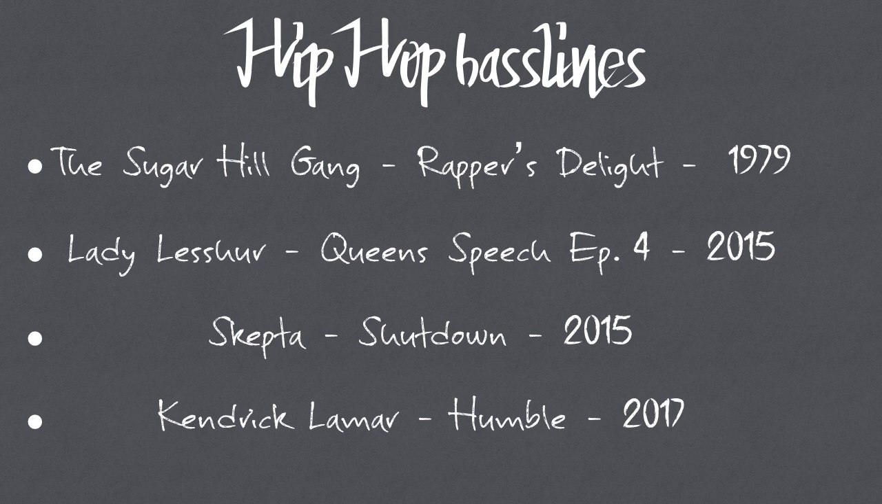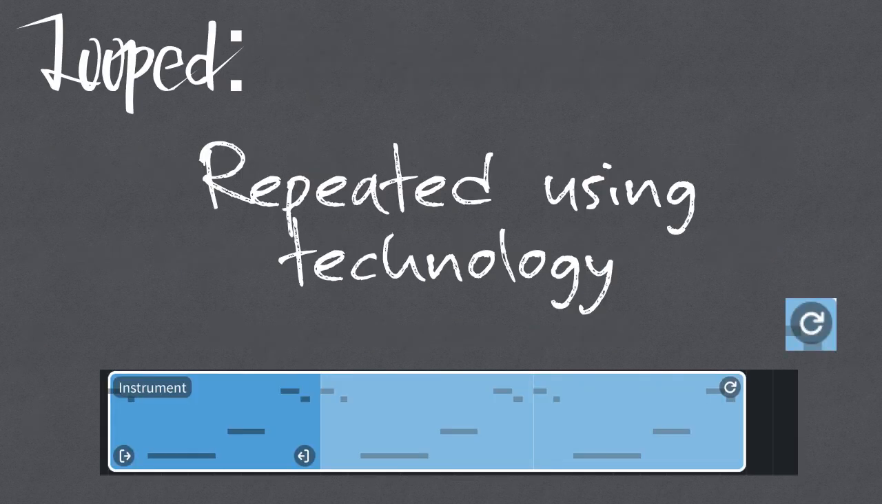So Lady Leisha and Skepta are both from the UK, but Kendrick Lamar is from the US. And his song Humble from 2017 has got a really obvious bass line. One of the reasons I want to play you this is because his bass line is looped. And nearly all bass lines are looped.